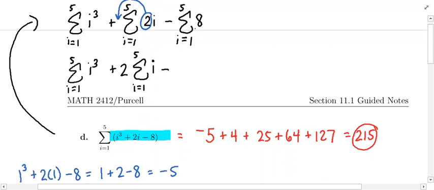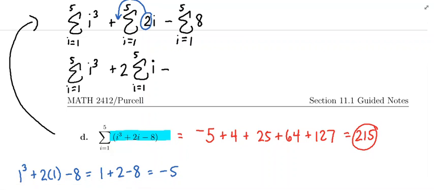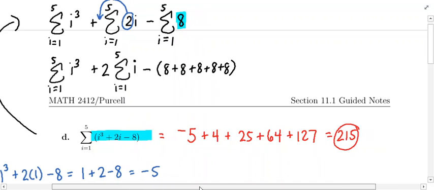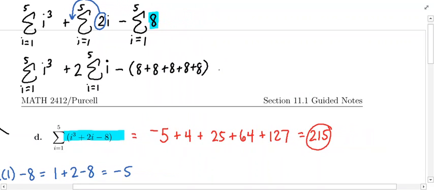This last summation, where you're adding from i equals 1 to 5 and you're adding a constant. So remember what you're doing here. You're adding 8 up 5 times. First term, second term, third term, fourth term, fifth term. So really you're just computing 8 times 5 here.